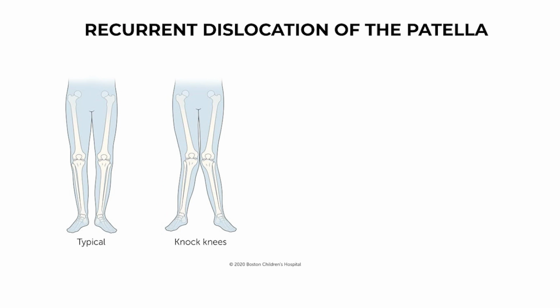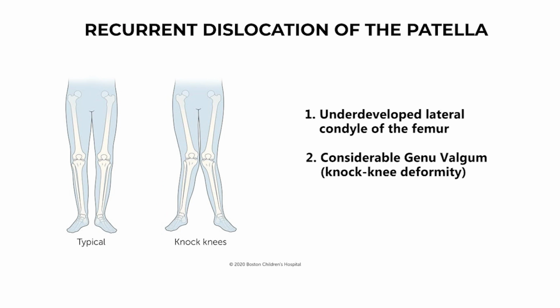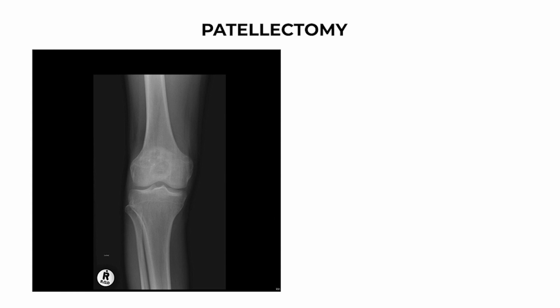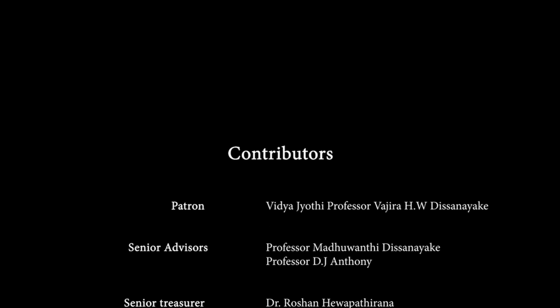Recurrent dislocation of the patella occurs if the lateral condyle of the femur is underdeveloped or if there is considerable genu valgum. Following complete excision of the patella, knee function and movement may return to near 100% efficiency. That brings to an end this video on the anatomy of the patella.